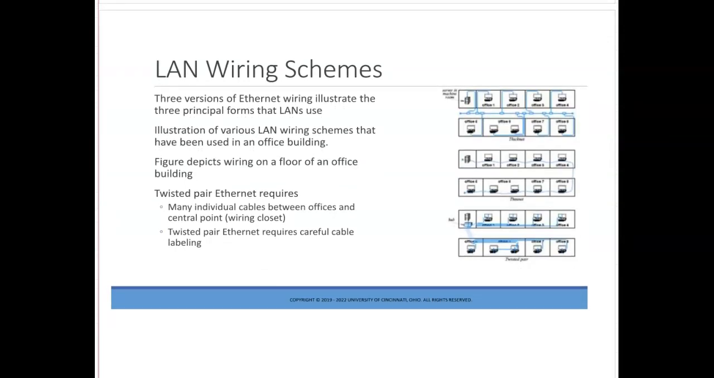This figure depicts wiring on a floor of an office building. Note that twisted pair Ethernet requires many individual cables to go between offices and a central point, like a wiring closet. Thus, twisted pair Ethernet requires very, very careful labeling of the cables.